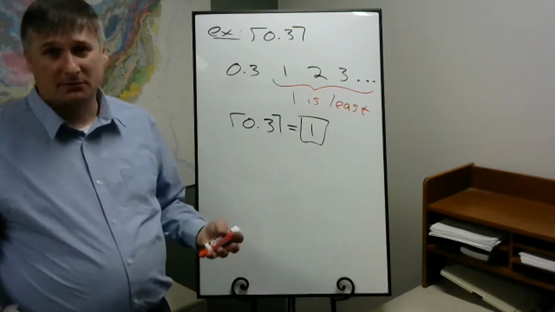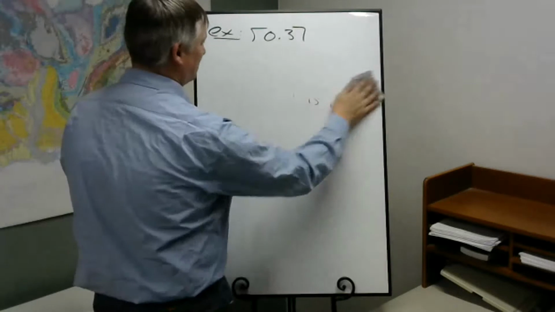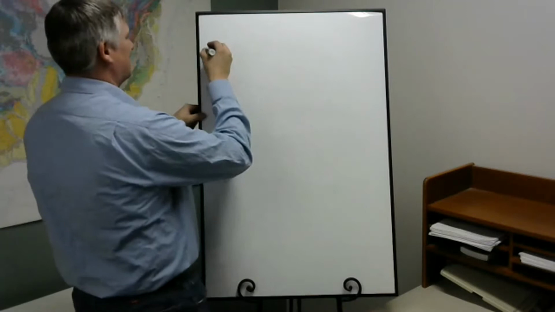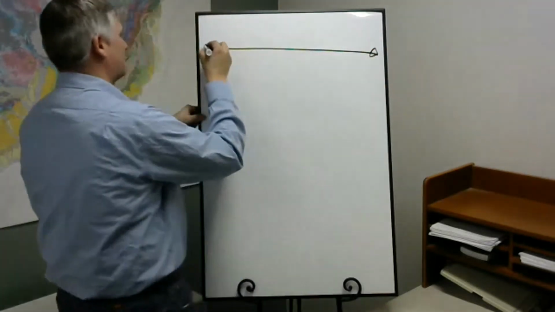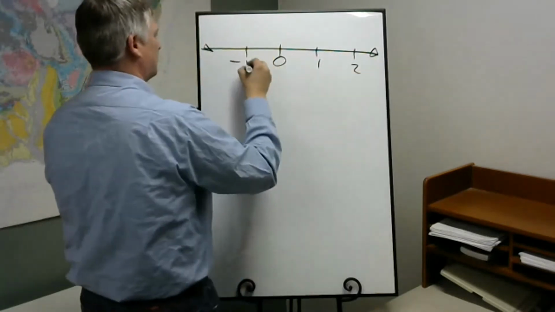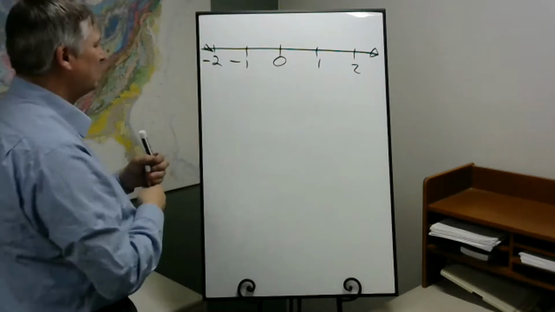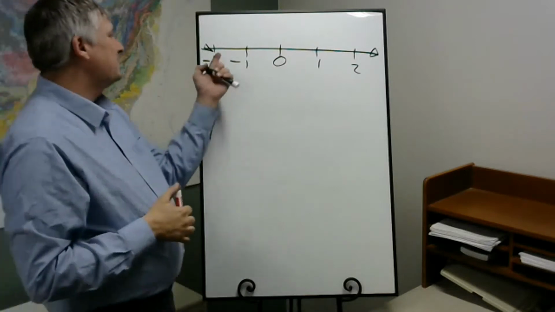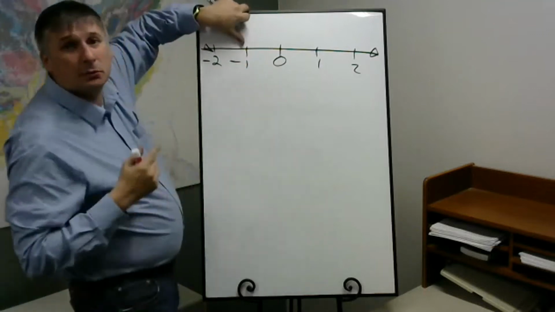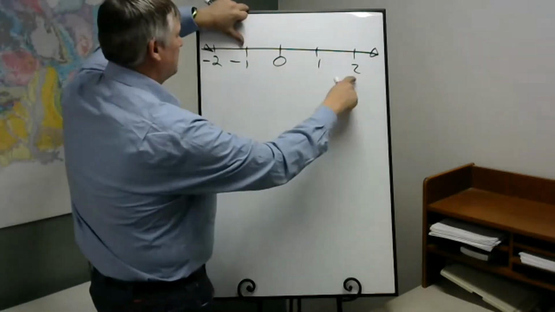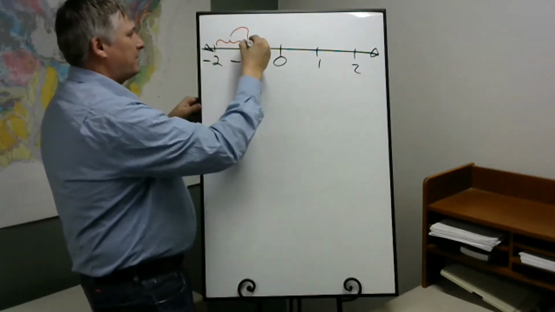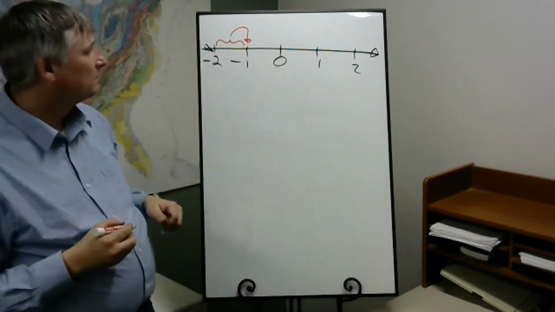So this has a graph also. So if we take a look at numbers between -2 and -1, the integers to the right are -1, 0, 1, and 2. So that means all these numbers will map to -1.